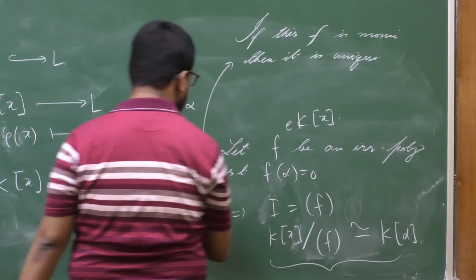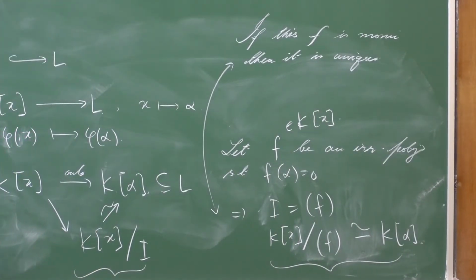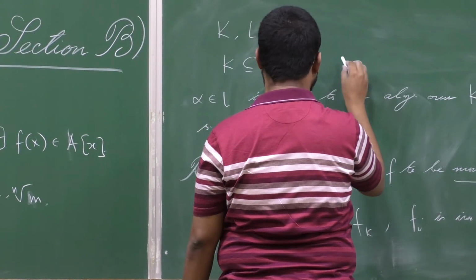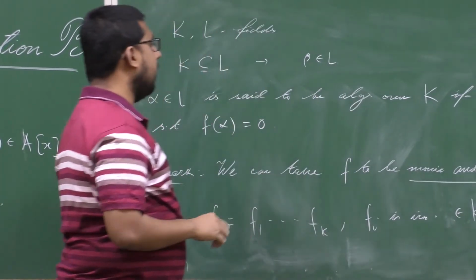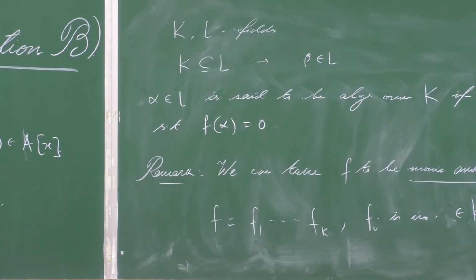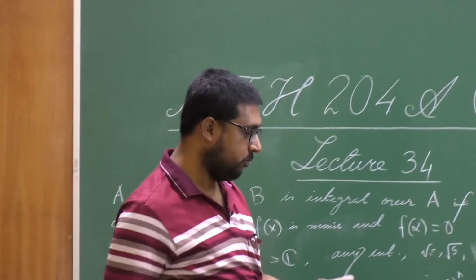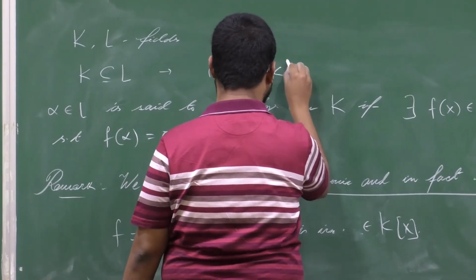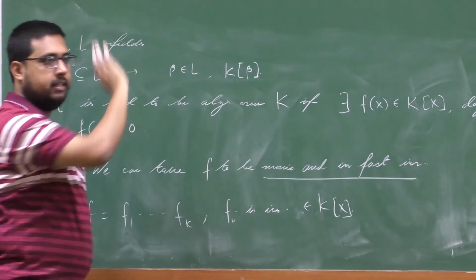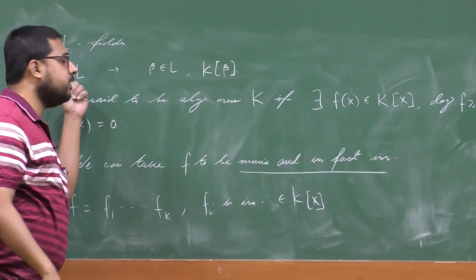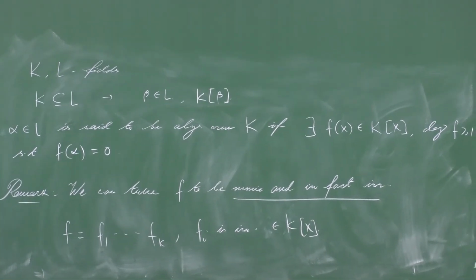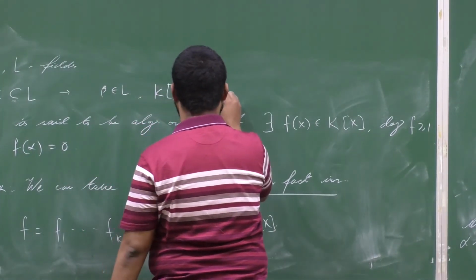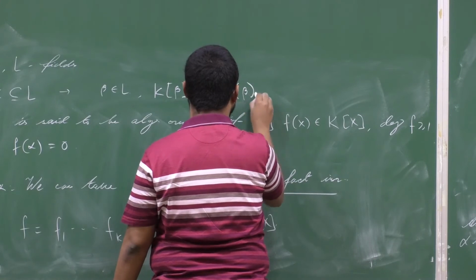Here I will simply introduce another notation. In case of fields, if beta is in L, then like earlier, the smallest subring of L containing K and beta is denoted by K[beta], which we have already introduced for any general extension of rings. But since here you are working with fields, you can also ask for the smallest subfield of L that contains both K and beta, and that subfield is denoted by K(beta).